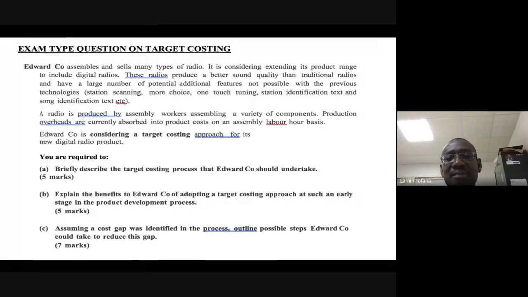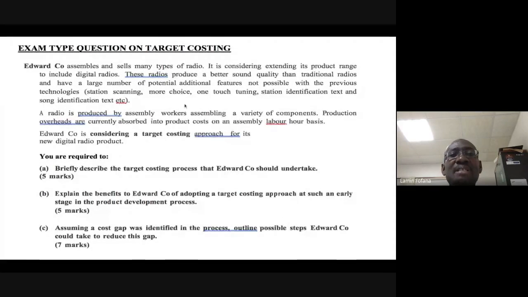Who said ABC? It's not ABC there. In ABC, how do you absorb overheads? You absorb overheads in ABC by using cost drivers, by activities. Here you've been told that overheads are absorbed using an assembly labor hour basis. So that means their current costing technique is absorption costing. Please take note of this.